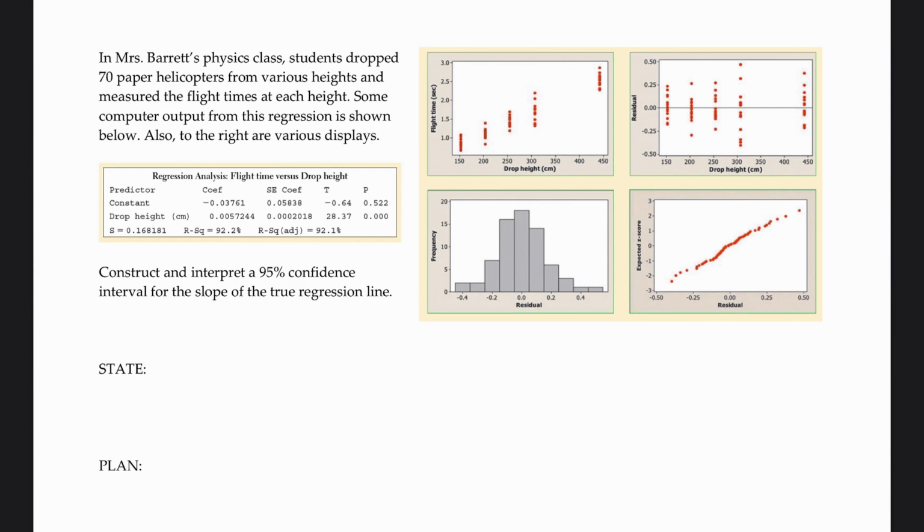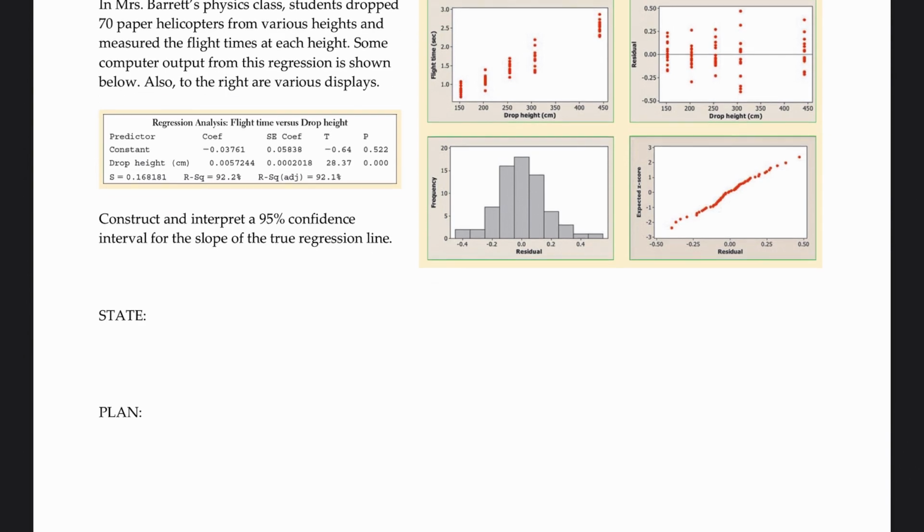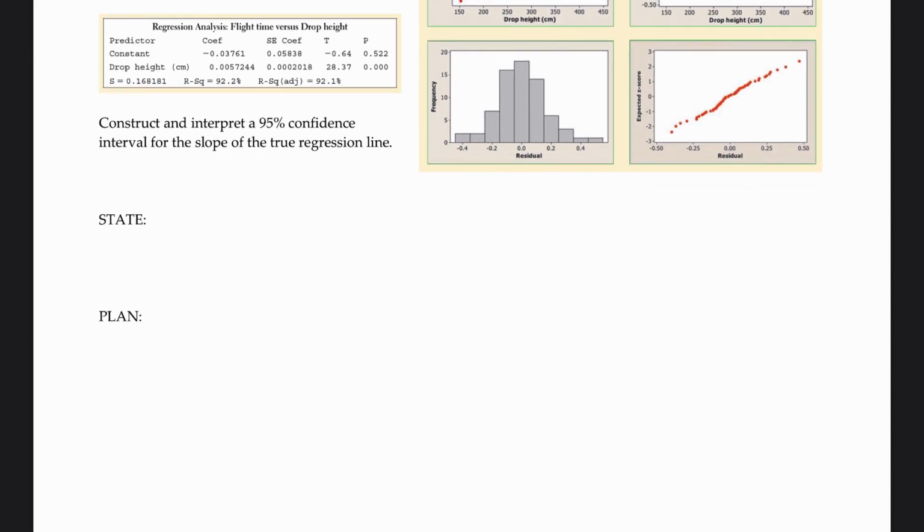This time around, we have a computer output that looks pretty familiar, along with a bunch of different plots on the right side. We have the original scatter plot and the residual plot. It looks like that's a histogram of the residuals, and that appears to be the normal probability plot for the residuals. So let's get into this. We're going to construct and interpret a 95% confidence interval.